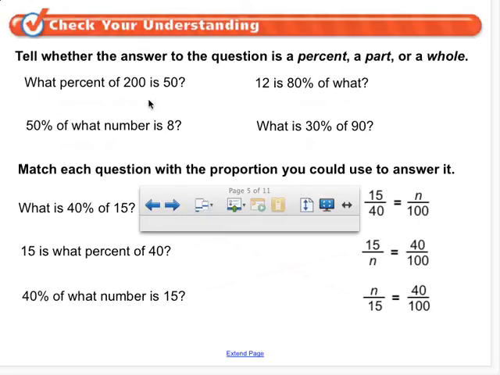So can somebody, who has this problem right here? Who did I give the first problem to? Richard, what's the proportion that you set up? It's 50 over 200, right? And then that's going to be equal to what? It's going to be equal to 1/4 or 25%.